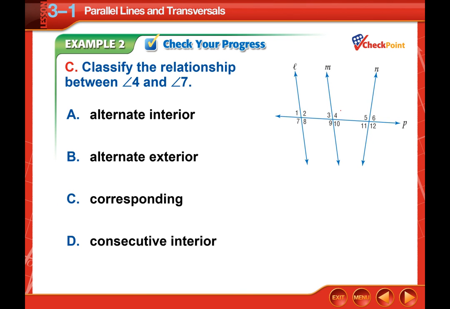Okay, classify this relationship between 4 and 7. Okay, right now, are they alternating the transversal or are they on the same side? These appear to be alternating, top and bottom. They're both to the exterior. Your answer is alternate exterior angles.